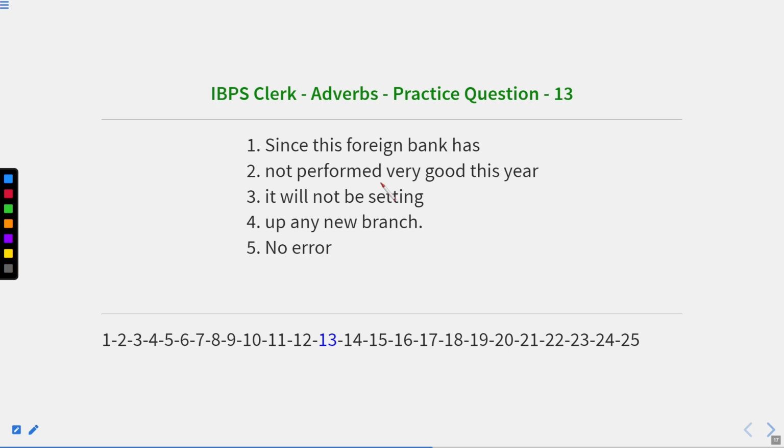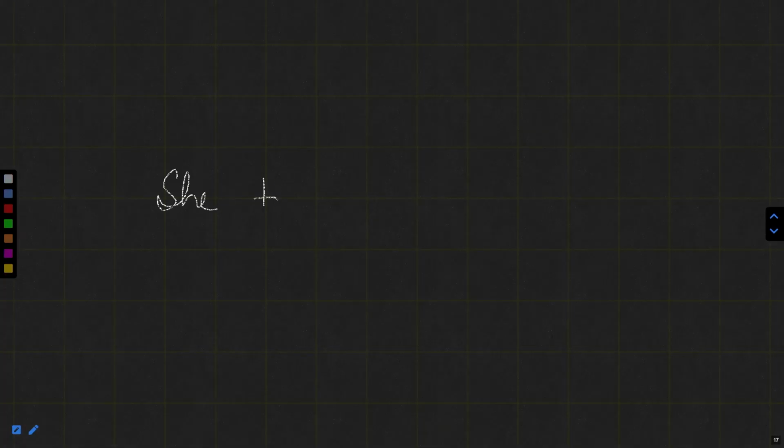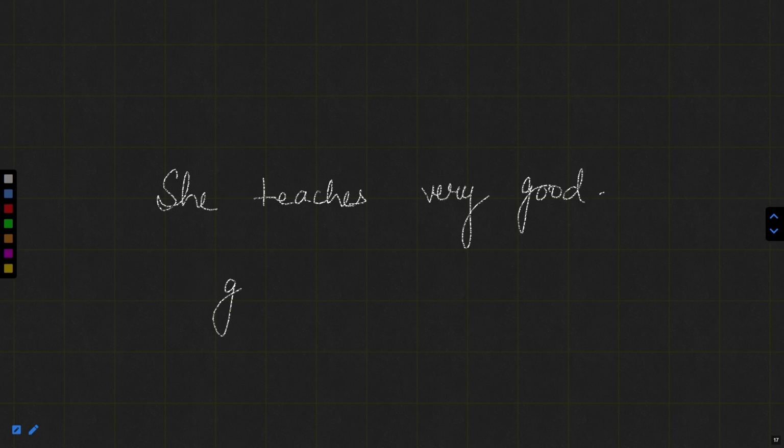Now here it is performed, which is a verb. And a verb can only be qualified by an adverb. If we want to qualify a verb, it can be qualified with the help of an adverb, whereas a noun is qualified by an adjective. So if I say good boy, this is fine. Now suppose I say that she teaches. And how does she teach? She teaches very good. Or if I say good teacher.